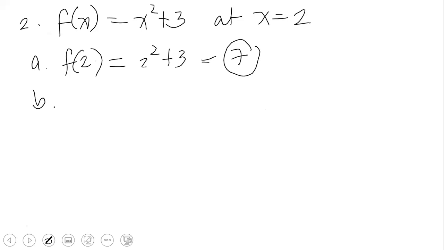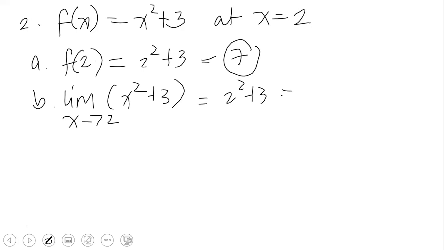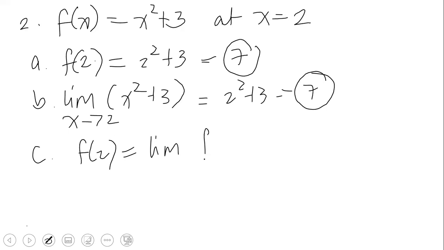Second, kailangan natin evaluate under the property of limit. So we have x squared plus 3 as x approaches 2. So therefore, it will result to 2 squared plus 3. That is also 7. So therefore, for letter C, we can say that f of 2 is also equal to the limit of the function f of x as x approaches 2. We can say that therefore the function is continuous.